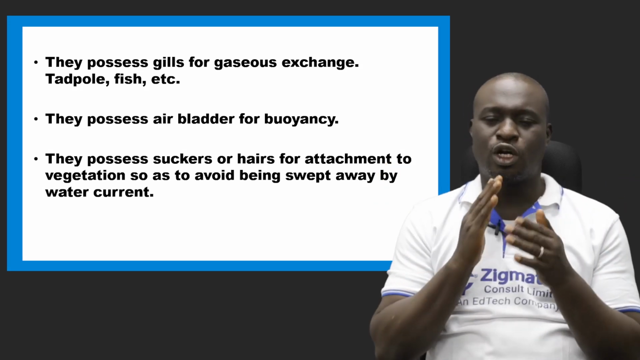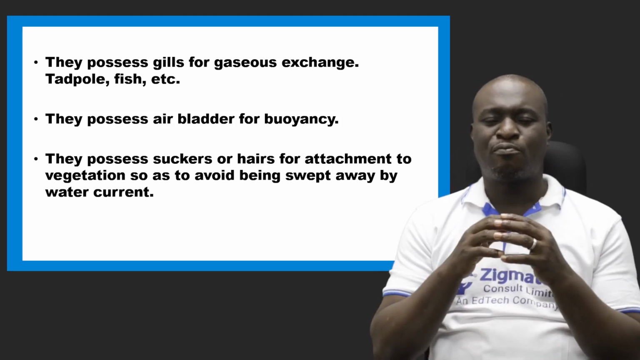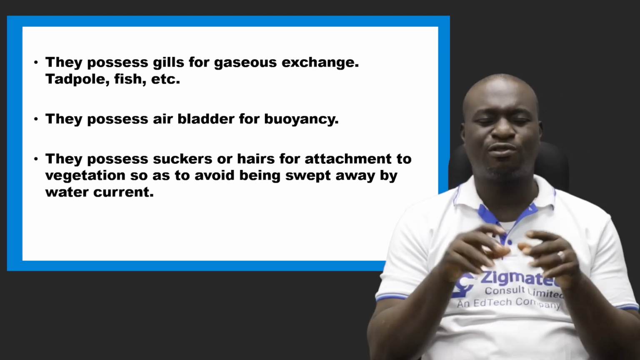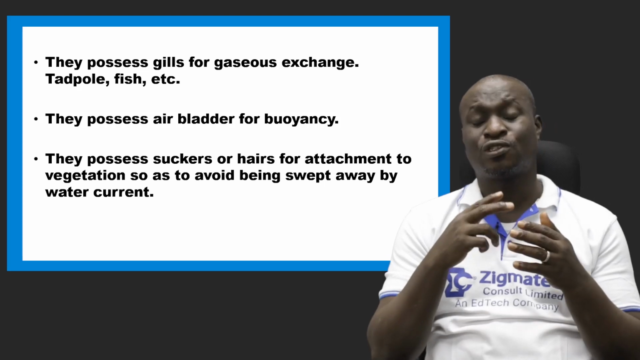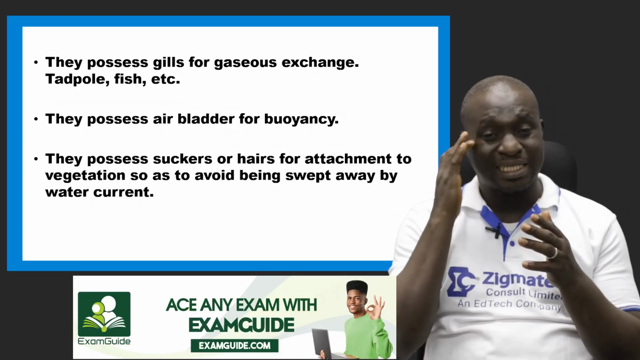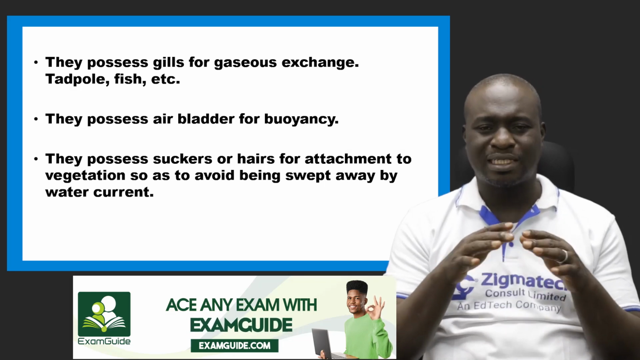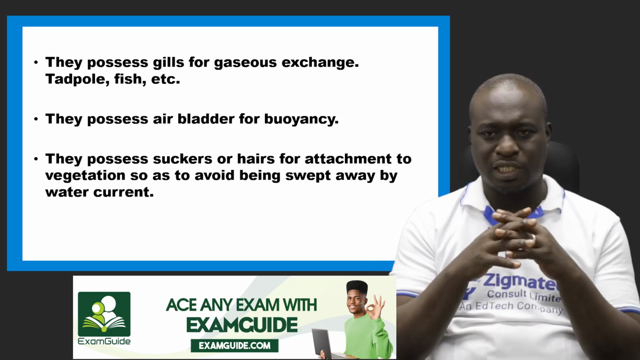Number four is that they possess air bladder. The purpose of the air bladder is for buoyancy. You see that in fish, and you also see that in tadpoles. They possess air bladder for buoyancy. Now, what is buoyancy? It is the ability to float in water.